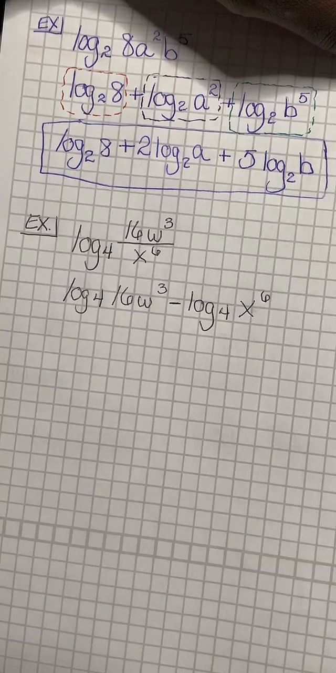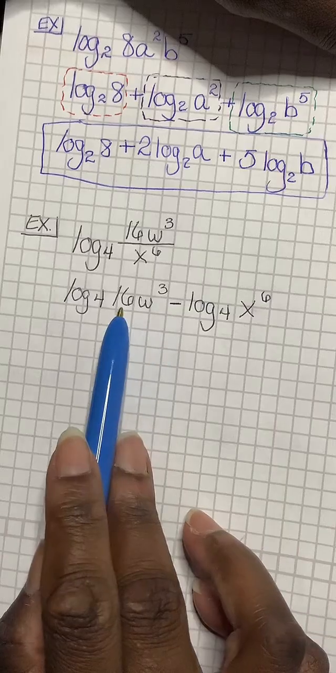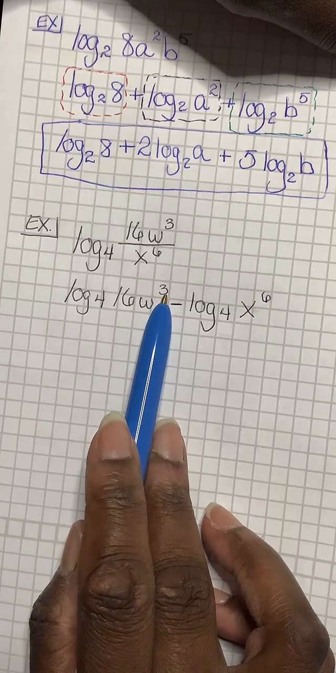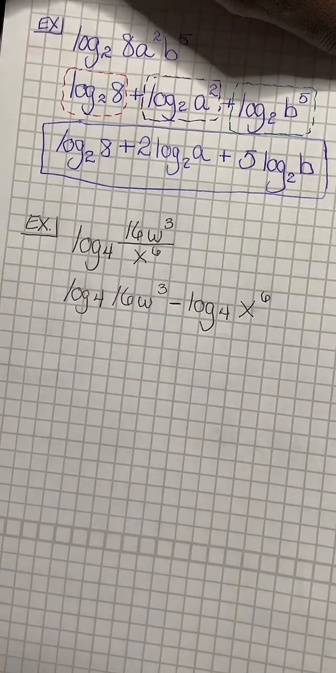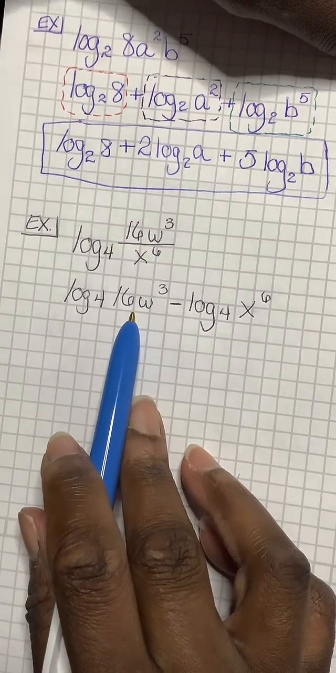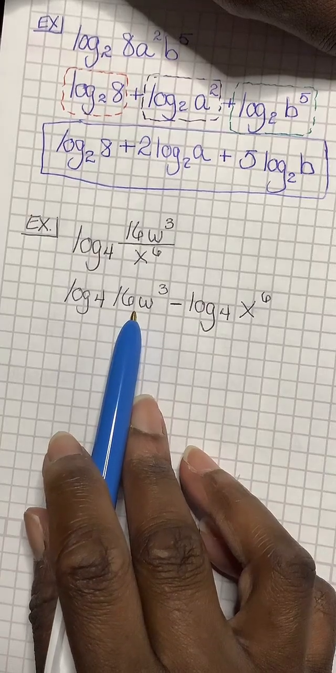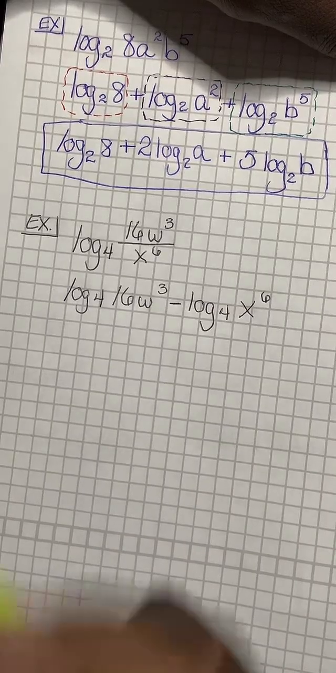Now, let's take a look. Right here in the beginning, we have 16 times w to the 3rd power. Right now, this is when it gets funky, because some people will say, oh, you could put the 3 in front. But here's the thing. What is actually being raised to the 3rd power? I'm going to highlight it so you can see what I'm talking about.